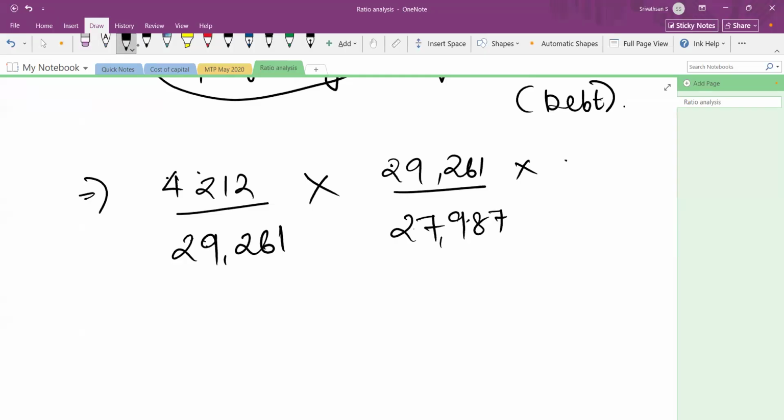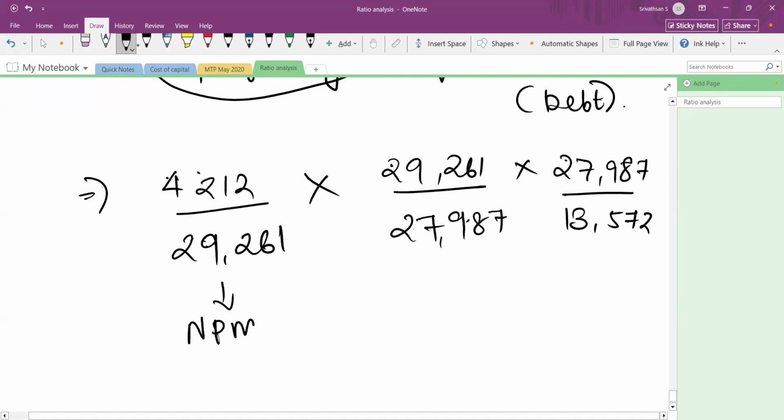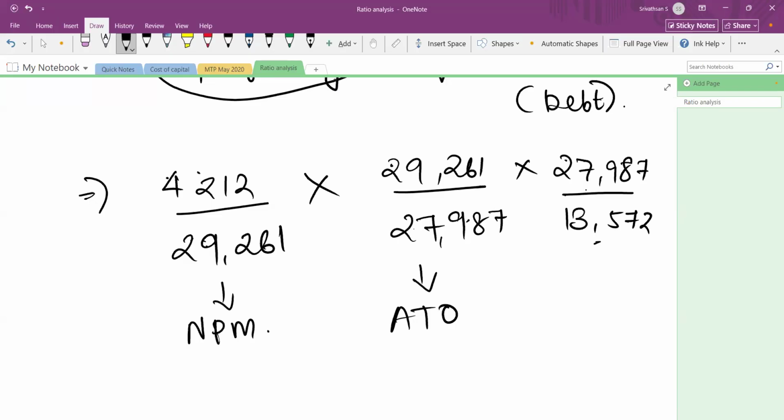Next, equity multiplier. 27,987. What is the amount of equity? 13,572. So listen, this first part is nothing but your net profit margin, which talks about the overall profitability. This is your asset turnover ratio, which tells us how effectively we are converting the assets into sales, right? Now, third part, listen, what is the total asset? 27,987. What is the amount of equity that is used to finance the total asset? 13,572. So what is that remaining amount? What is the amount of debt? 14 something.